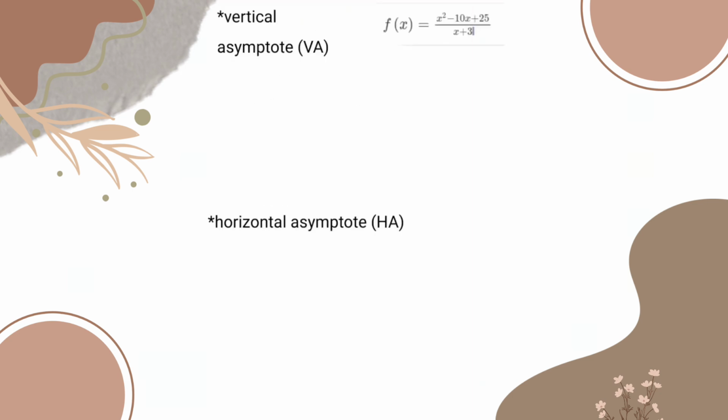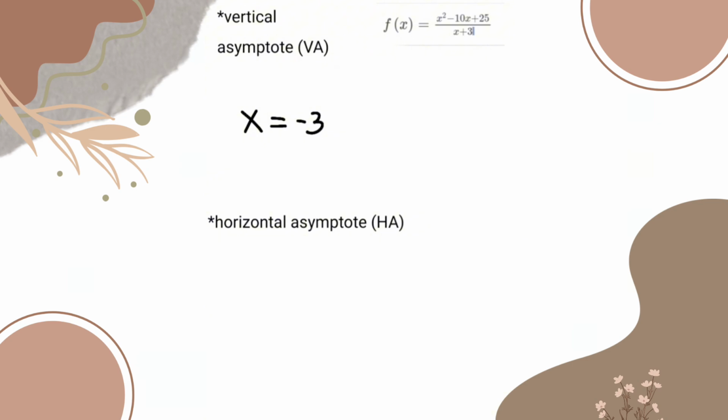The next is vertical asymptote. To get the vertical asymptote, equate the denominator to 0, then solve for x, same as the domain. Therefore, the vertical asymptote is x equals negative 3. Then the last is horizontal asymptote.